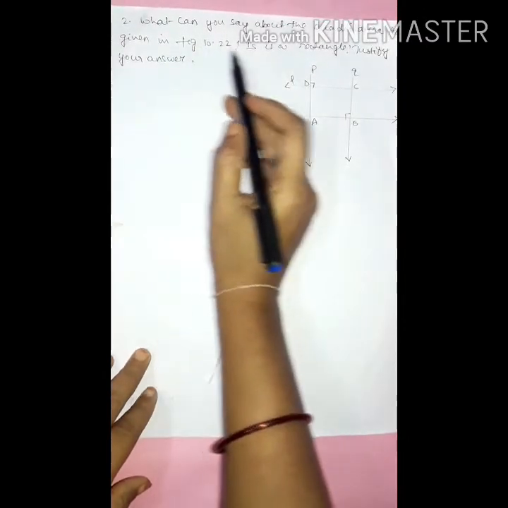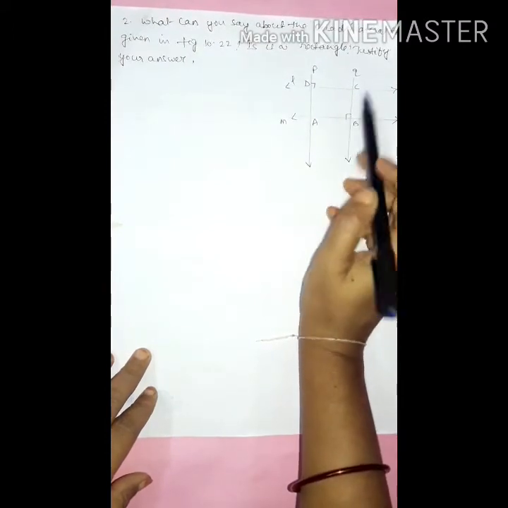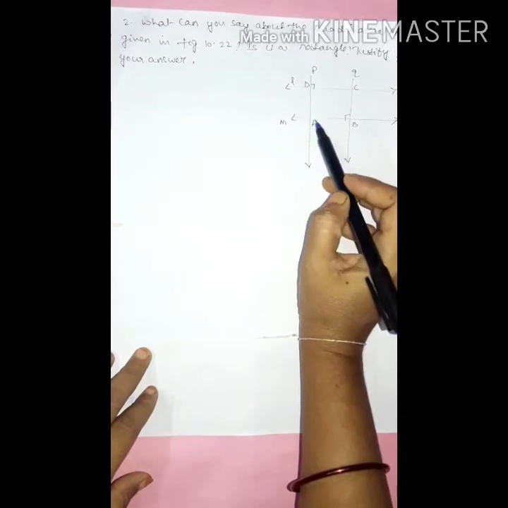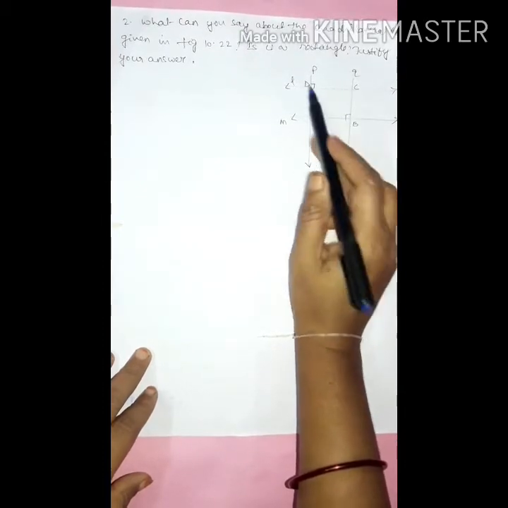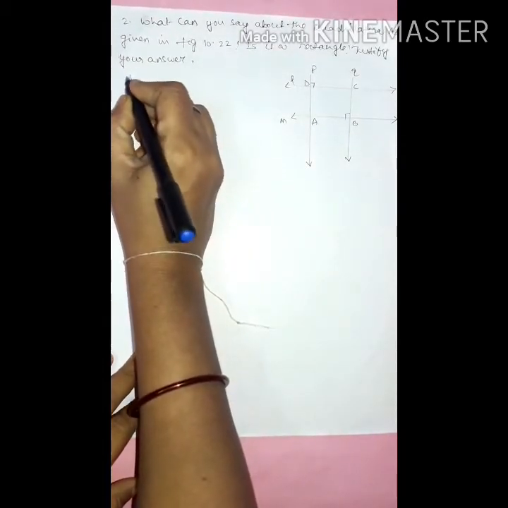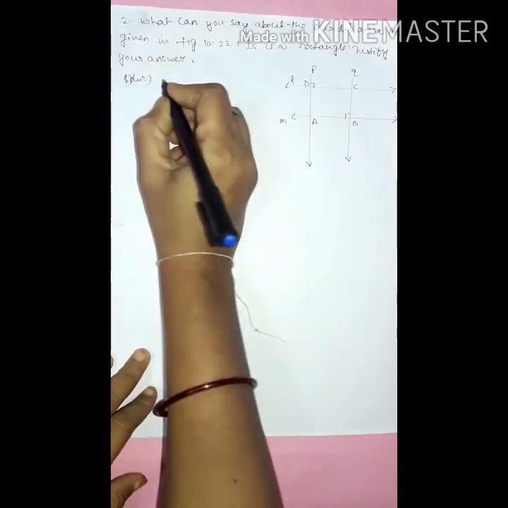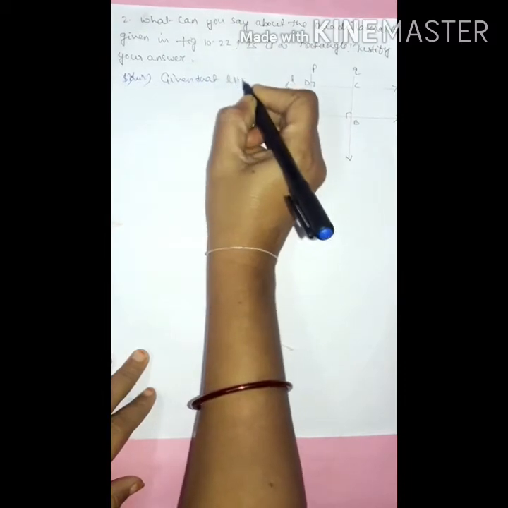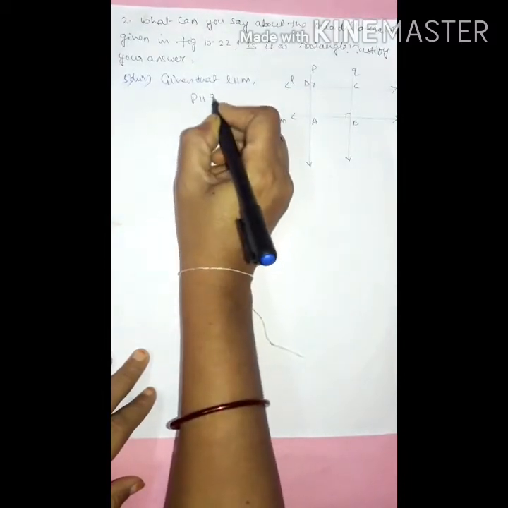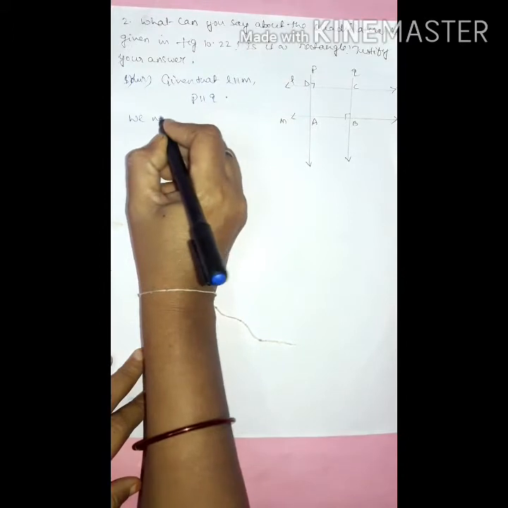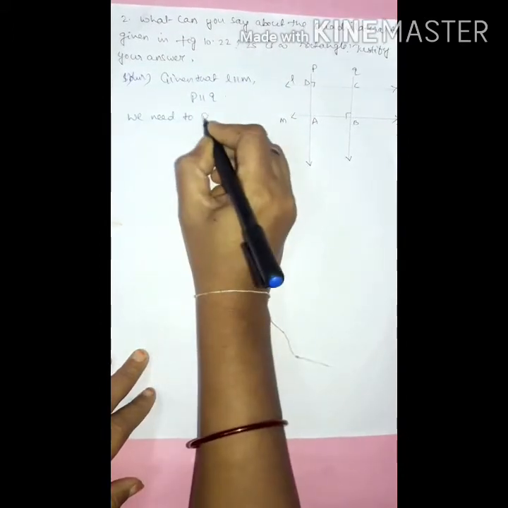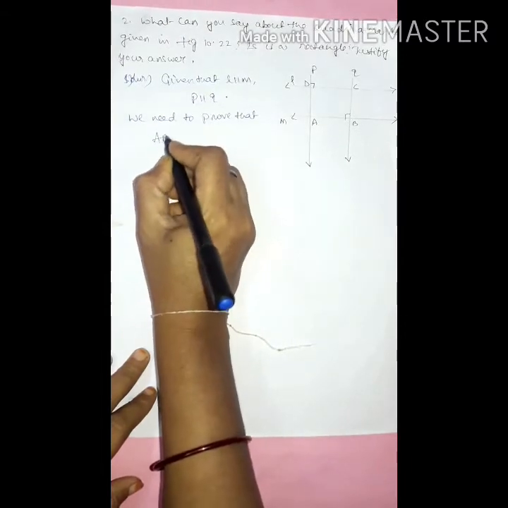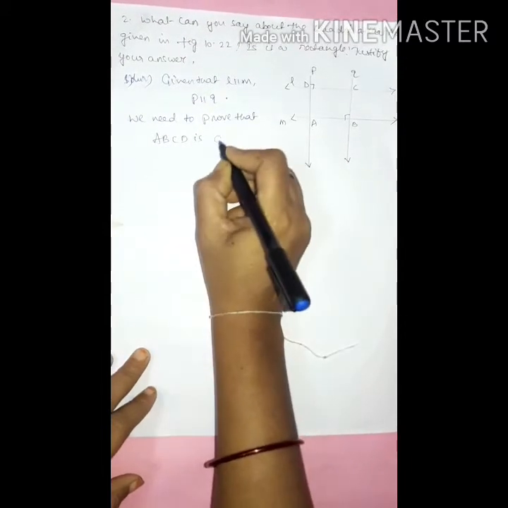So here what can you say? This is the question. P and Q are already given from question number 1. P is parallel to Q, L is parallel to M. In this figure we need to prove that ABCD is a rectangle. So what is the solution here? Given that L is parallel to M, P is parallel to Q. We need to prove that ABCD is a rectangle.